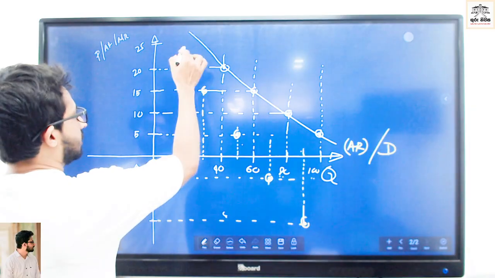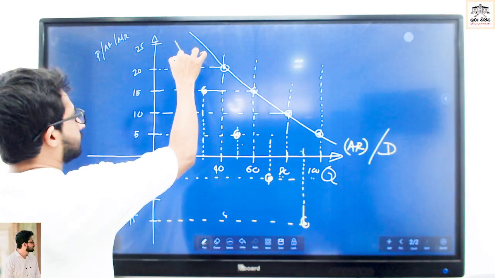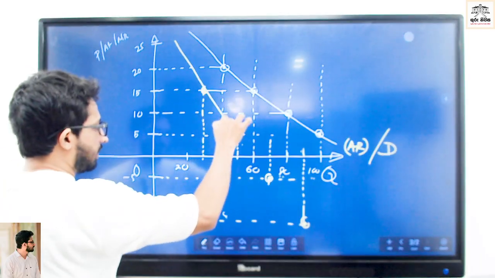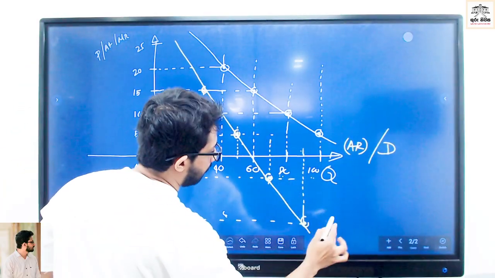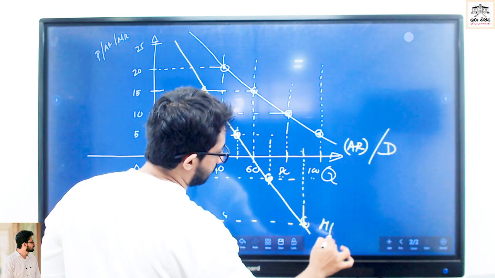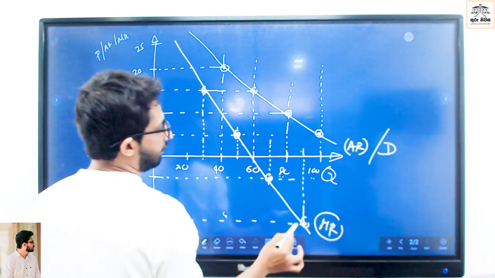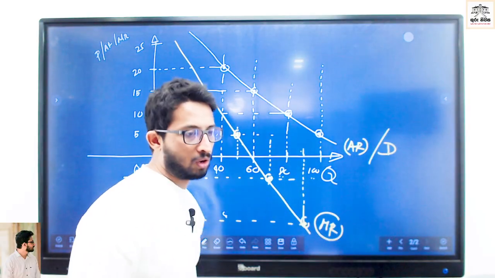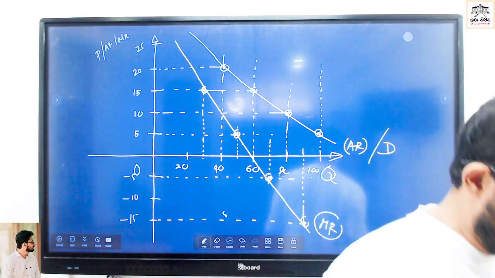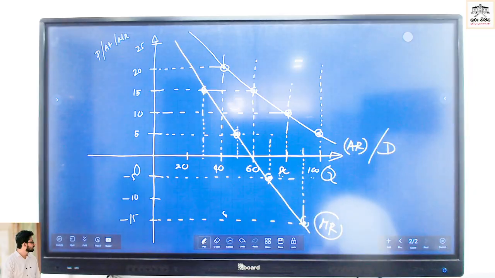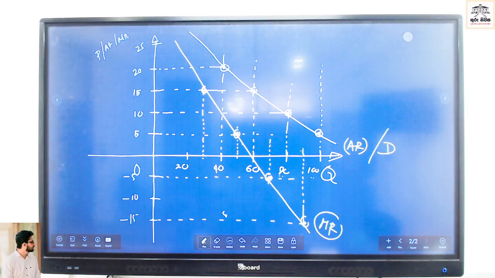Okay, Buddha. Then you can connect these points. This is the shape of the marginal revenue curve. This is the marginal revenue curve. This is the average revenue or demand curve. Let me know once you are done.